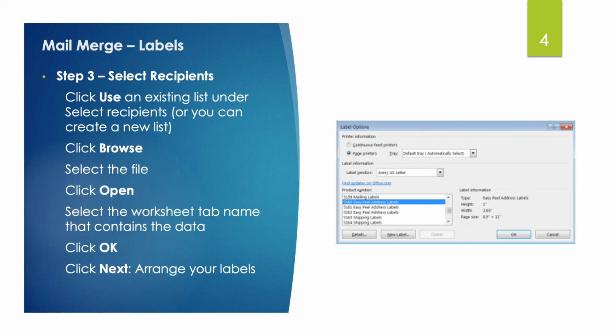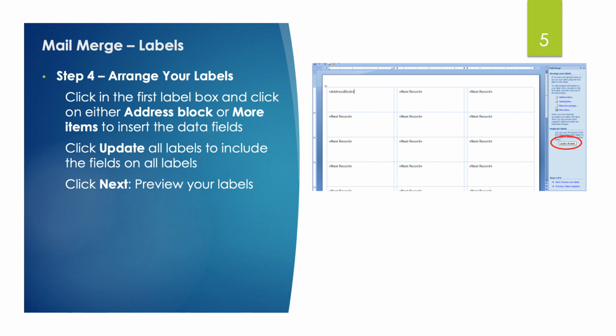So this is similar to letters from the previous video. If you are using an existing list, click on Browse, select the file, click Open, and then you can select the worksheet tab name that contains the data. Click on OK and click on Next to arrange your labels. So step 4, arrange your labels.